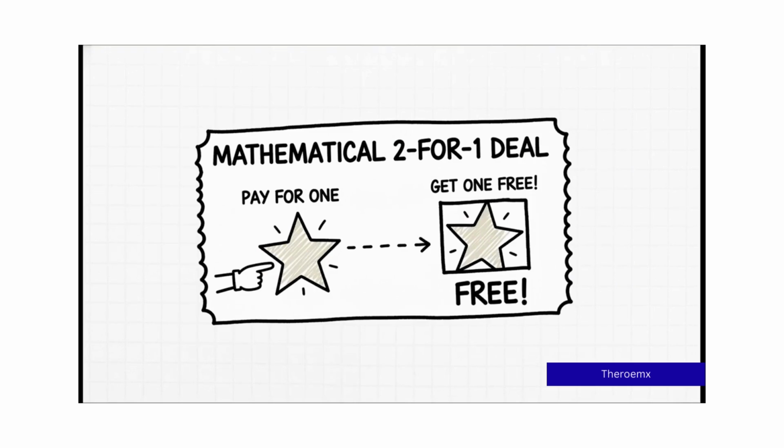I want you to think of this theorem as a mathematical 2-for-1 deal. Seriously, if you do all the hard work to find just one complex root of an equation, this theorem just hands you the second one for free. It's always just the conjugate. This is an absolute game changer when you start solving even more complicated equations.